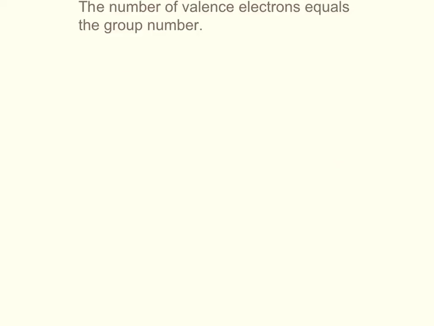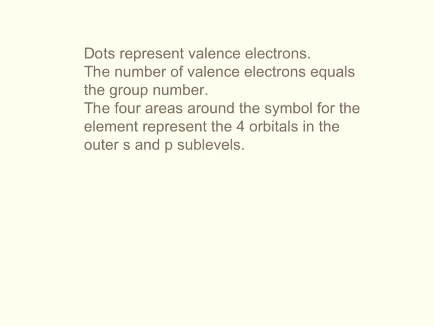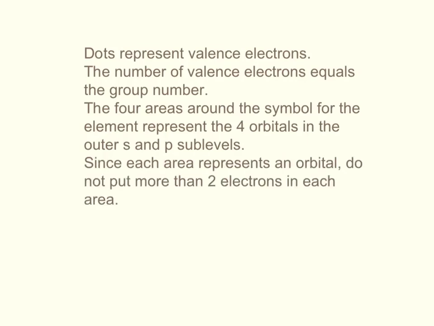Let's review what we've learned. Dots are going to represent valence electrons. The number of valence electrons equals the group number. The 4 areas around an element's symbol represent the 4 orbitals in the outer s and p sublevels. Since each area represents an orbital, don't put more than 2 electrons in each area. Lastly, make sure to obey Hund's rule. Now this is only going to apply for working with Lewis dot diagrams for elements, and we won't have to worry about Hund's rule when we work with the molecules.